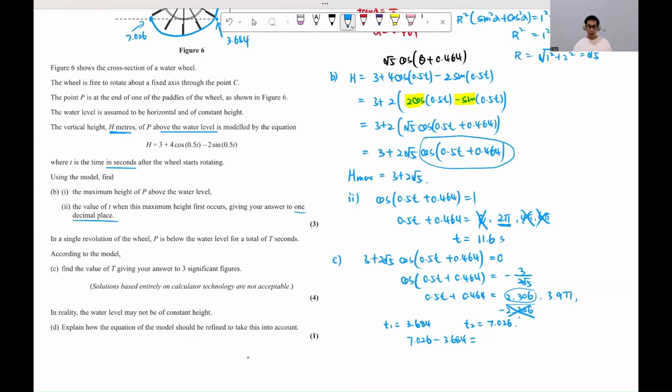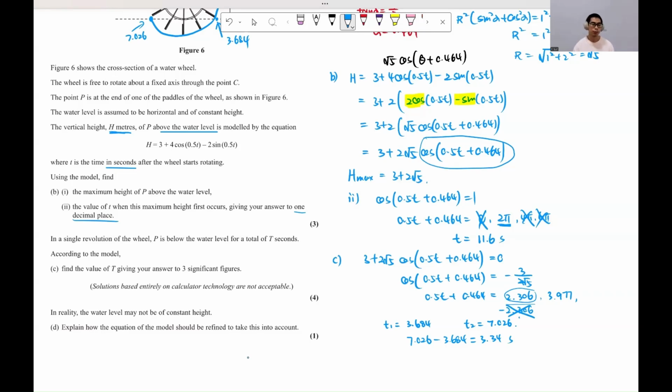So minus them, I will have 3.346. They want 3 significant figures, so just 3.35 seconds. So that would be the final answer.